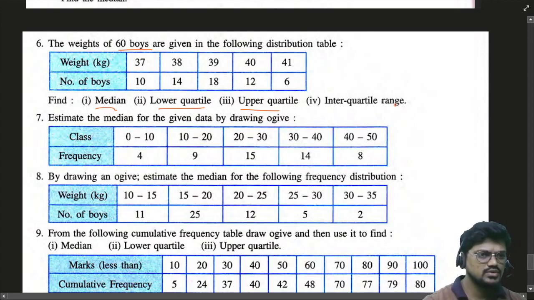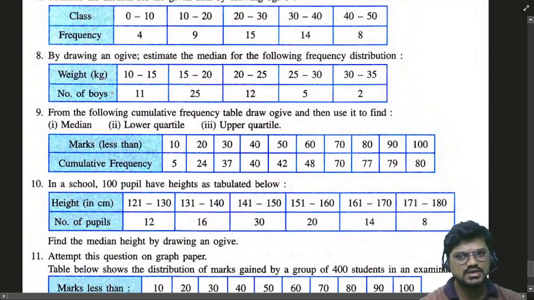The only difference is if the value of n is even or odd, only that part is different. Otherwise, everything is the same. Lower quartile, upper quartile, same.